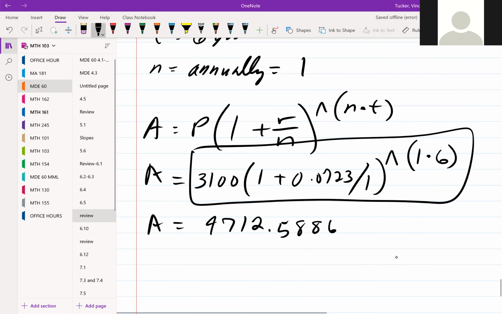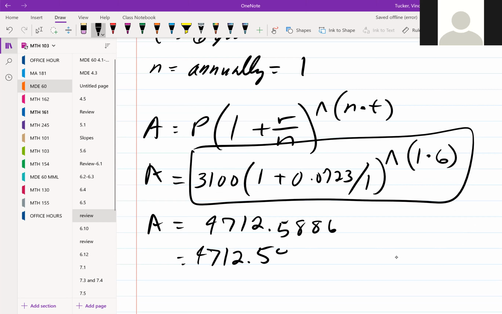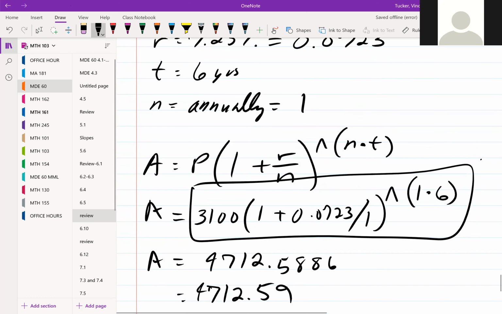So now we're dealing with money, so they're going to expect you to round it to 2 decimal places, unless they say something different. So it should be 4712.59. Let's make sure that's good as far as MATLAB is concerned. Yep, that's it. This is how much money will be in the account after 6 years, because remember, that's what we're looking at. It compounds annually.